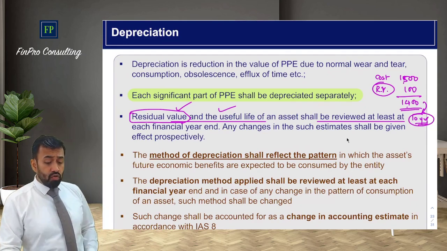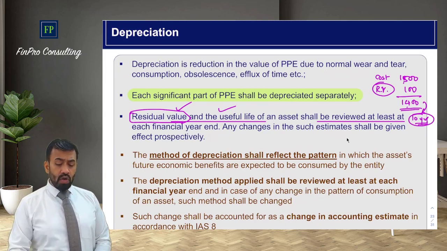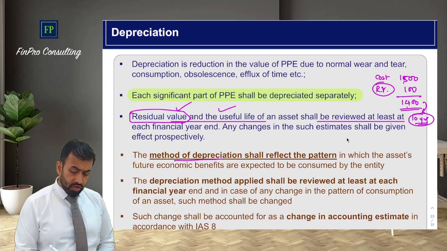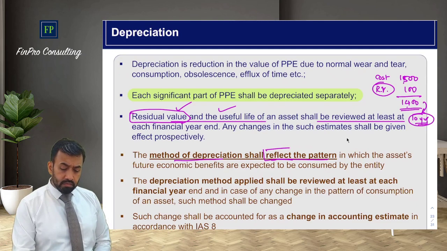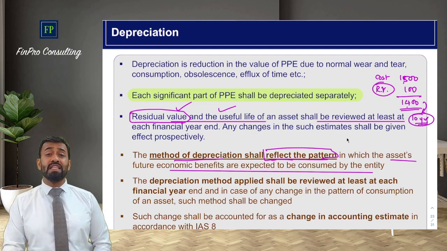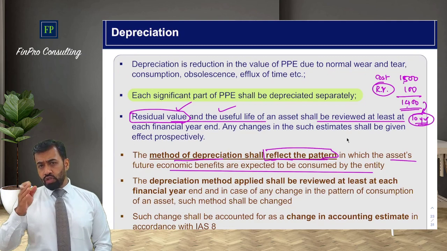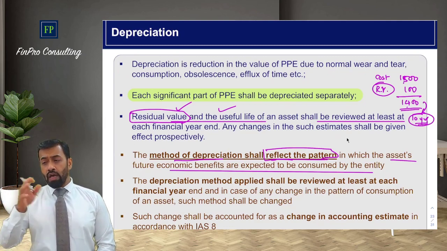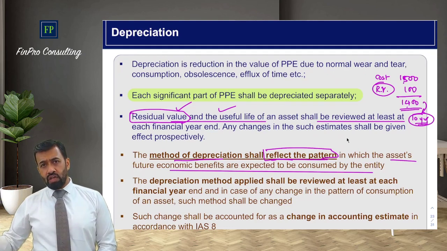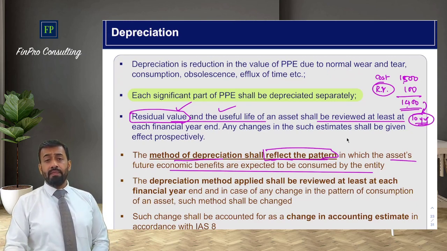And along with that, you will also have to review the depreciation method. That depreciation method will be based on the usage pattern. So the method of depreciation shall reflect the pattern in which the asset's future economic benefits are expected to be consumed, and that's why it becomes an estimate. Am I going to use that asset equally for all the 10 years? Or its usage will be reduced over the period, or it will be used at a higher rate initially and subsequently the usage will substantially decrease. So based on that, you will have to define the method of depreciation.